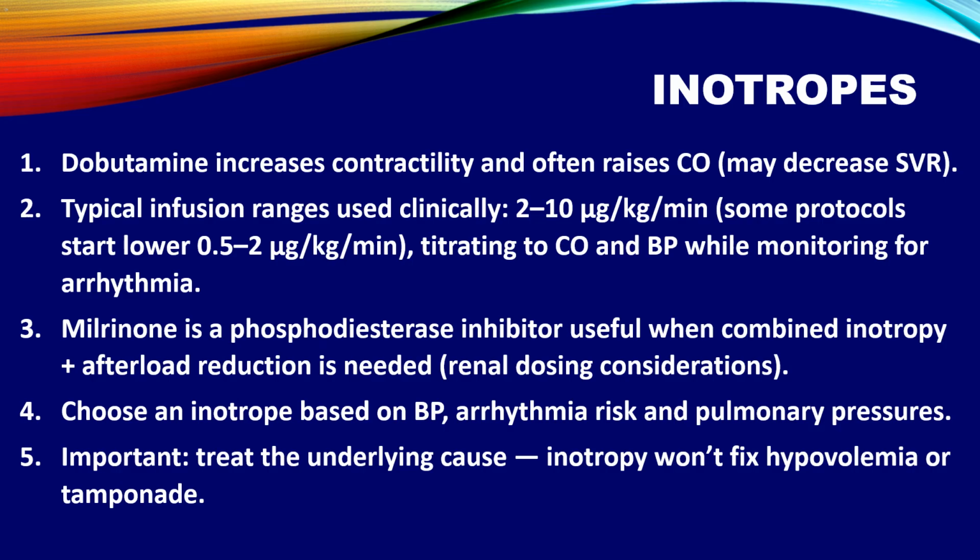4. Choosing an inotrope. Select an inotrope based on the patient's blood pressure, arrhythmia risk, and pulmonary pressures to optimize hemodynamic support. 5. Underlying cause. It's crucial to treat the underlying cause of decreased cardiac output, as inotropic support alone will not resolve issues like hypovolemia or tamponade. Understanding the properties and uses of different inotropes helps their selection and titration in clinical practice.